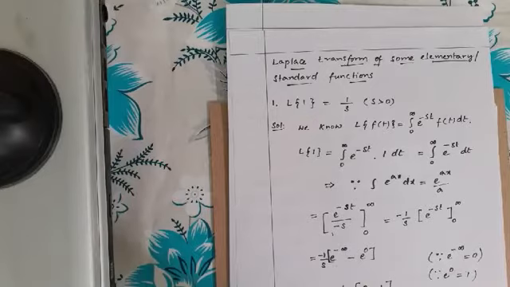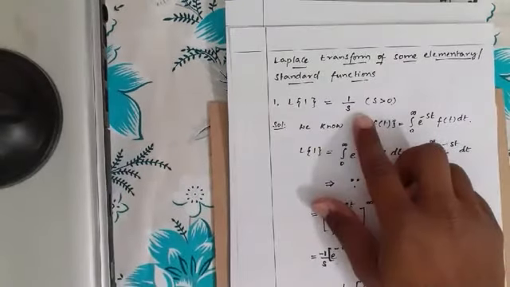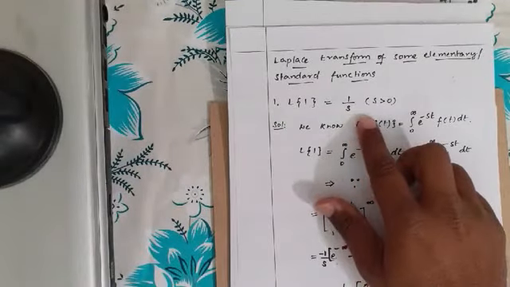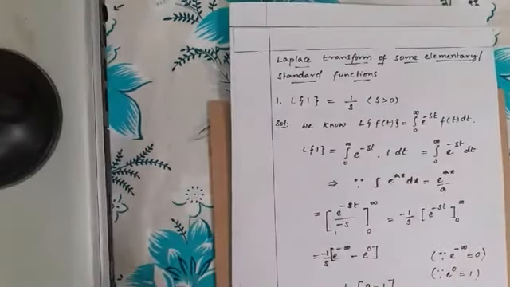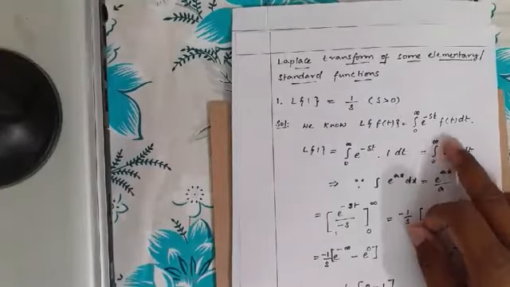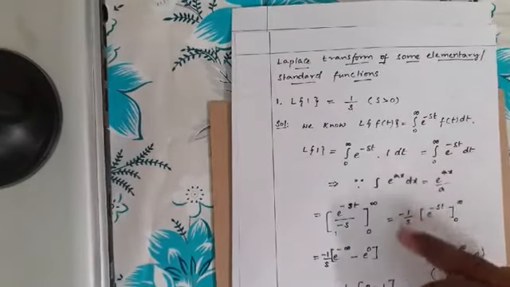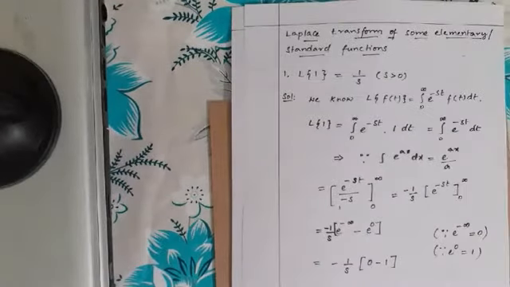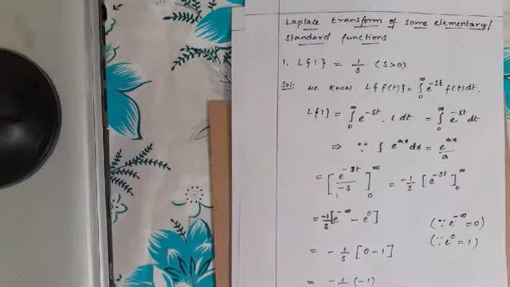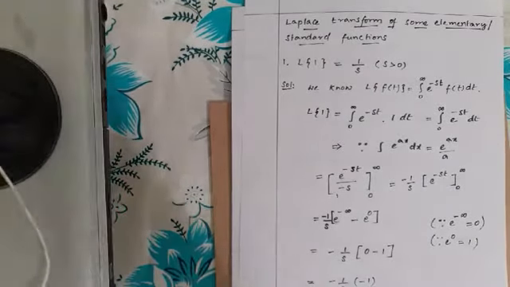Now you can see here Laplace of 1, as I have told you, is nothing but 1 by s, for s greater than 0. Here, by taking the definition of Laplace transform, I have shown you how to derive that, and we got L of 1 is equal to 1 by s.